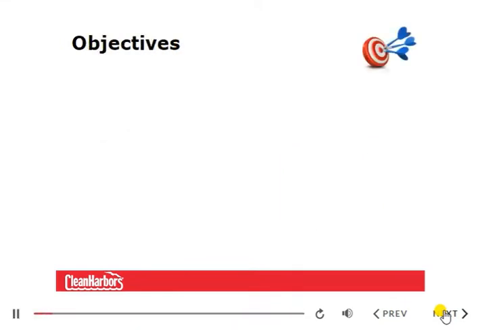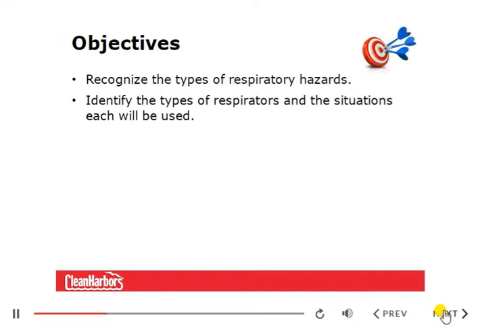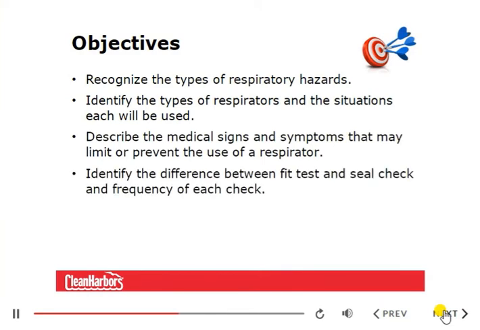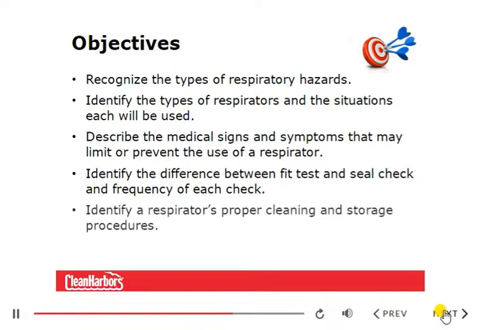The learning objectives for this course are: recognize the types of respiratory hazards. Identify the types of respirators and the situations each will be used. Describe the medical signs and symptoms that may limit or prevent the use of a respirator. Identify the difference between a fit test and a seal check, and identify the frequency of each. Identify the proper procedures to clean and store a respirator. In order to complete the course, you will have to achieve a score of 80% or better on a final quiz.